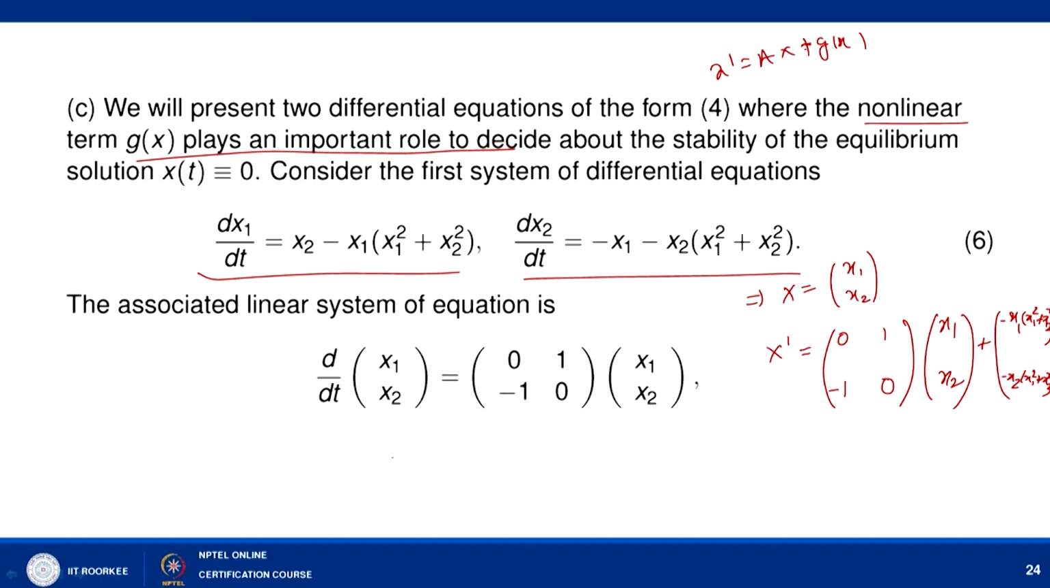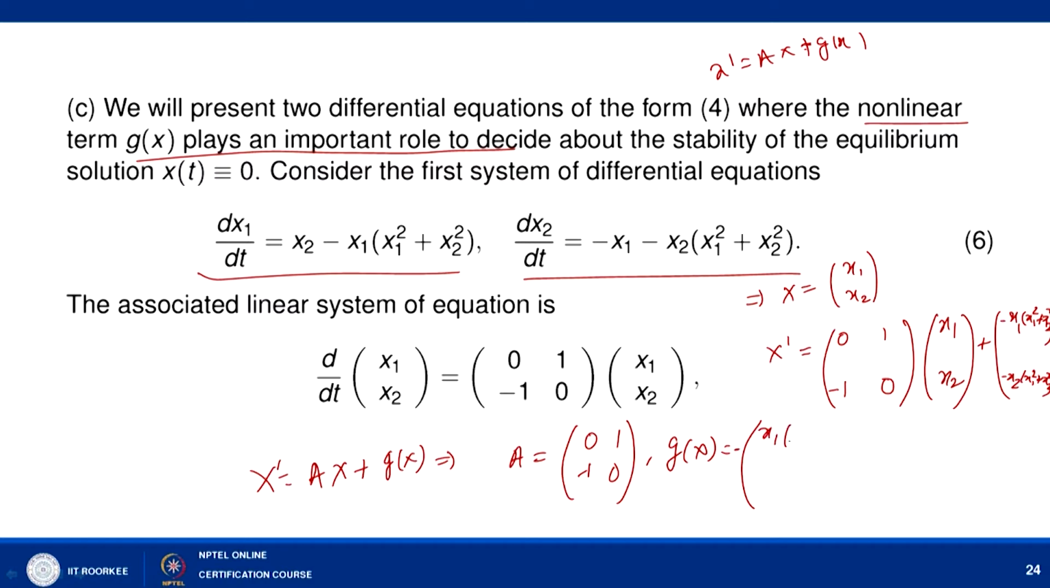So, it means that here I can write this as x' = A x + g(x). So, here your A is basically [0 1; -1 0], and g(x) is given as minus, I can take the minus out, (x1(x1² + x2²), x2(x1² + x2²)). So, this is this thing.